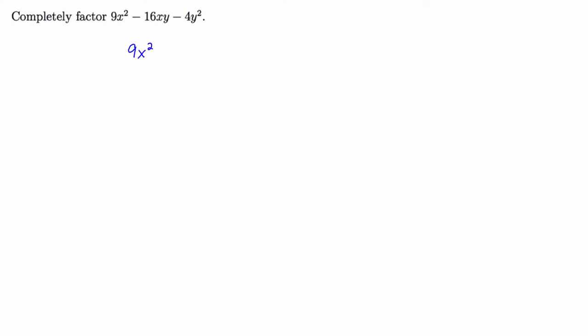In this video, we will factor 9x squared minus 16xy minus 4y squared. The first step in factoring any polynomial is to look for and factor out a greatest common factor.